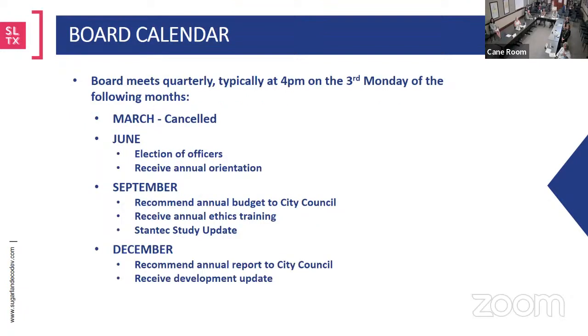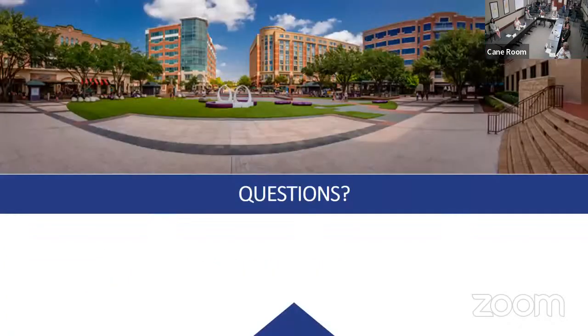Here's an overview of the board calendar. We meet at 4 p.m. on the third Monday every quarter. Here's just an overview of what we typically cover based on the requirements. We do anticipate bringing back an update to that Stantec study in September. That'll be complete by then. And then again, the annual report and development update in December, so you can get a holistic view of what's taken place throughout the year. And with that, I can take any questions.